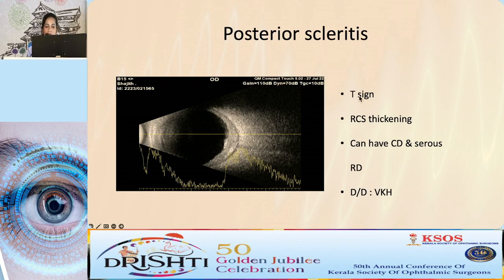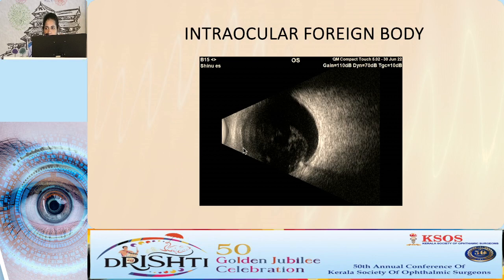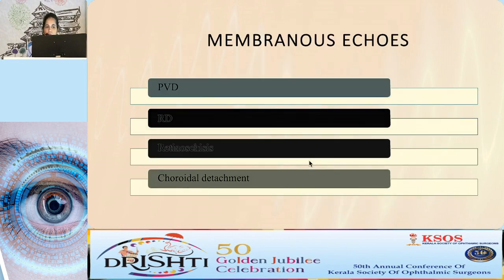So as I have told, posterior scleritis will have a hypoechogenic area behind the choroid, and associated CD will be there, and in the exam you will be asked other differential diagnoses which are VKH. And in cases with retinochoroidal thickening, you should also think about other differential diagnoses like uveal effusion syndrome, etc. This is a hyperechoic clump of echoes with back shadowing. When this is seen in cases of trauma, we should suspect an intraocular foreign body.